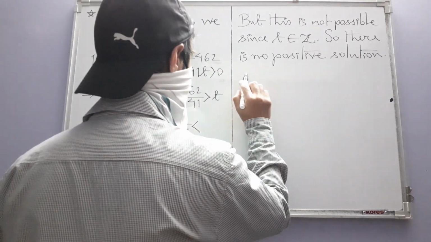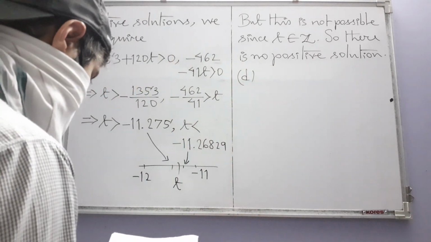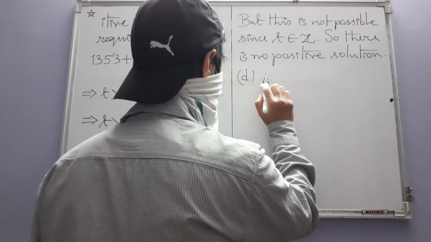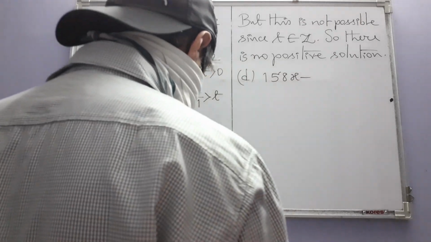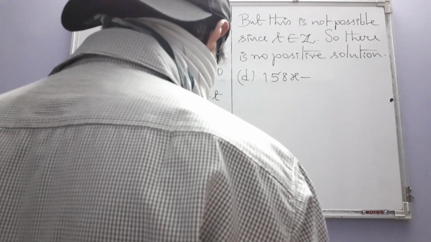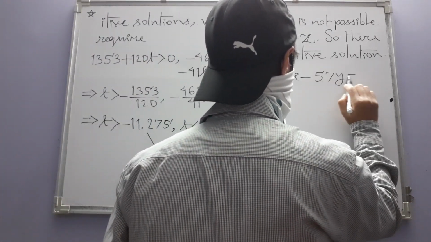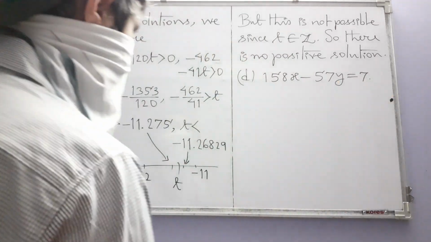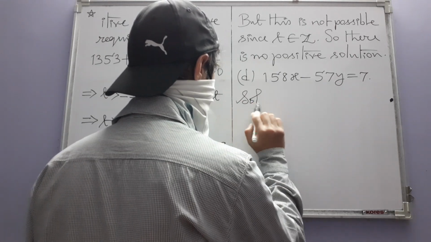Okay, so that is part C, and now finally part D. Here the equation is this: 158x minus 57y is equal to 7. So let's see what the GCD turns out to be.